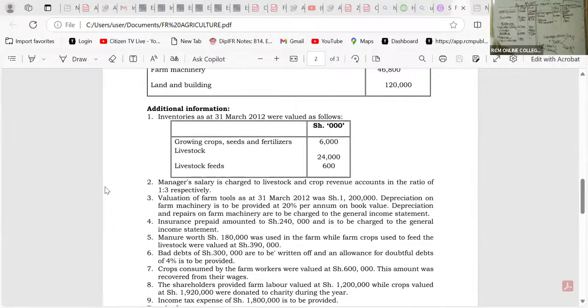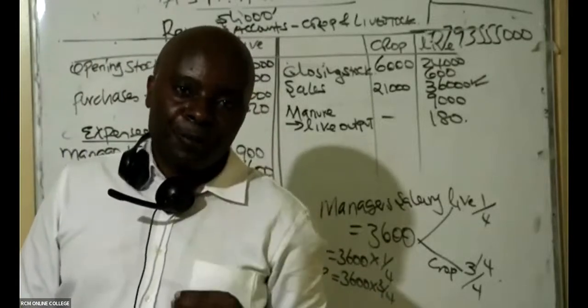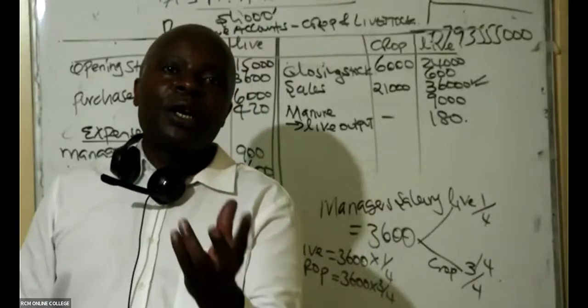Then we've been able to account for this manure of 180. And then these cows also never left us like that. I mean, they had to eat some crops. Right? Crops used to feed the livestock were valued at 390. So in this case here, we got some crops which we took to these cows. So this time around, this will be an output of crop.